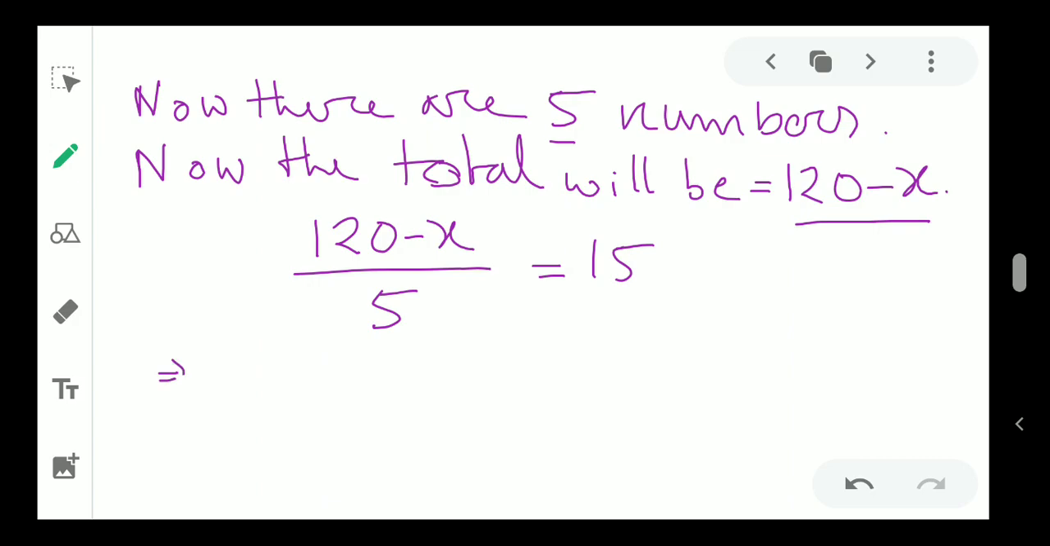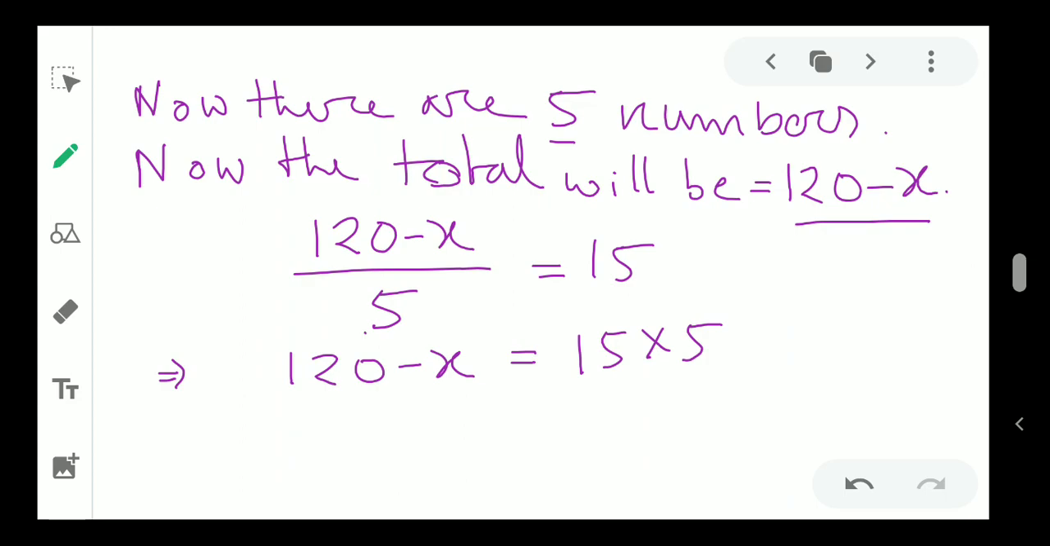So what I will do now is move this 5 to the right hand side. On the left hand side the 5 is in the denominator, so on the right hand side it will go to the numerator, that means it will be multiplication.